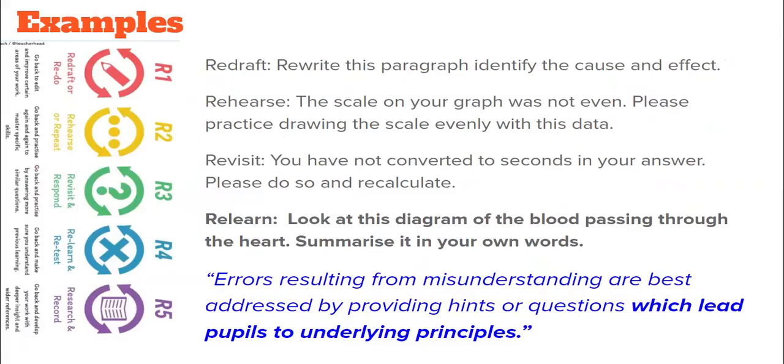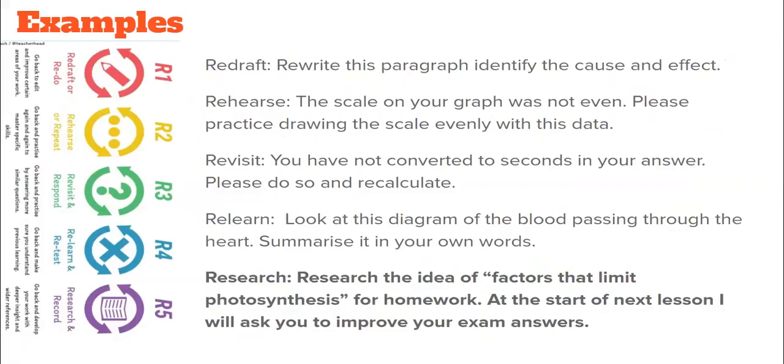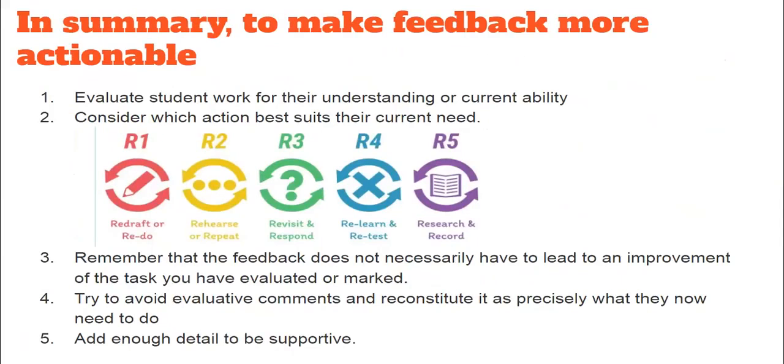Again, this is a different task to what had previously been evaluated by the teacher, but it focuses on the underlying principle behind it. And the final one is that research task. So research the idea, factors that limit photosynthesis, for homework. At the start of next lesson, I will ask you to improve your exam answers. So that just tries to give some examples of what it might look like across a selection of different tasks. But obviously you could see within those responses there, you could have on one task, the students doing different things to meet different needs.